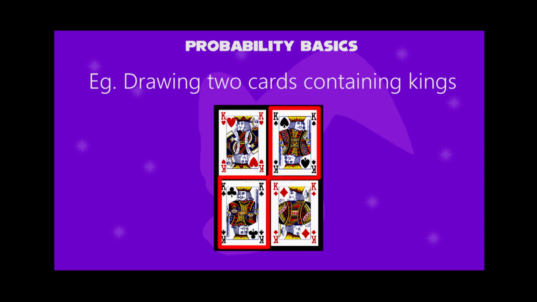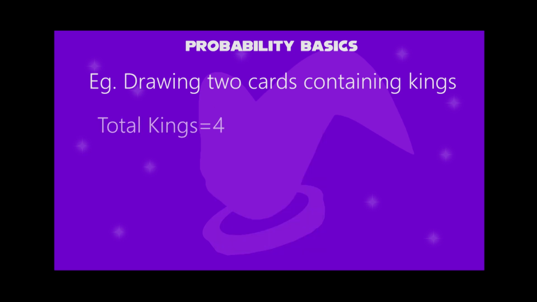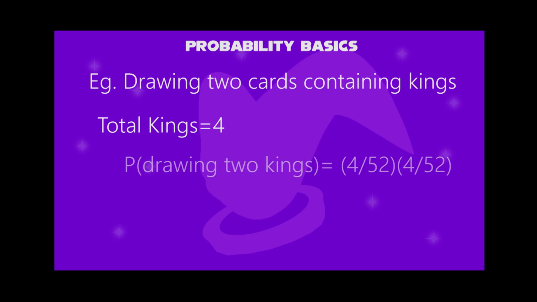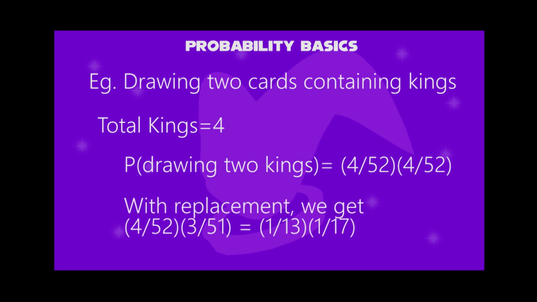Let's take both black kings. We have kings of 4 different suits. To draw 2 cards of kings, we can write 4 by 52, times 4 by 52. Without replacement, where 1 card is not replaced, we get 4 by 52, times 3 by 51. Or, you mean 1 by 13 times 1 by 17.